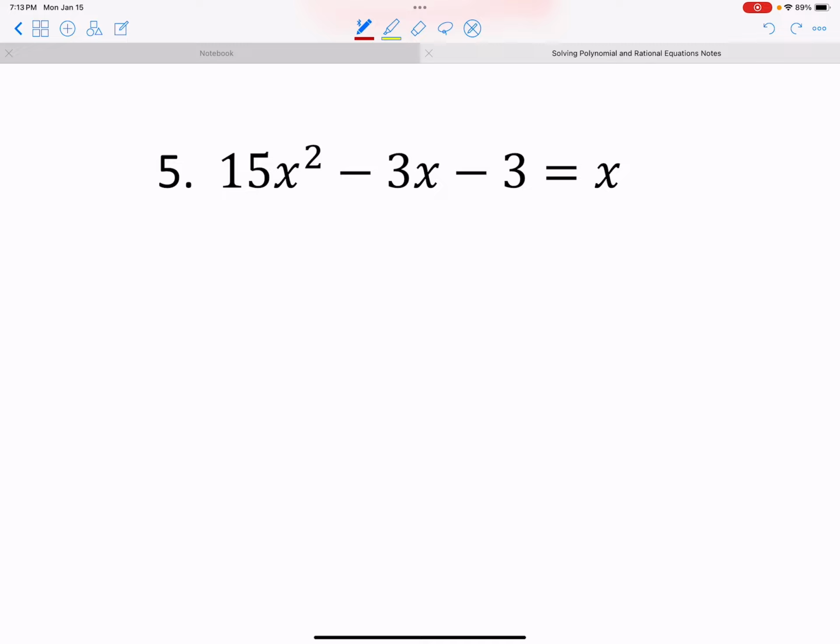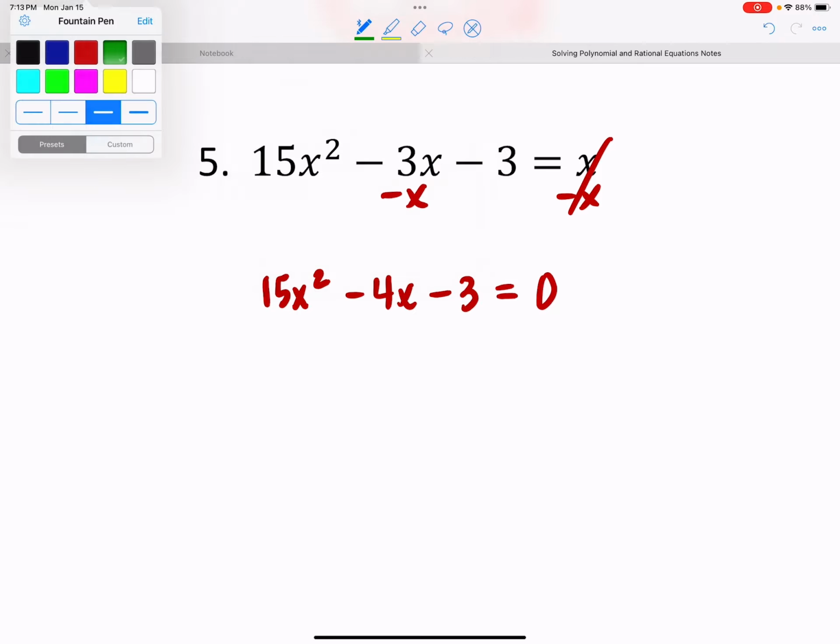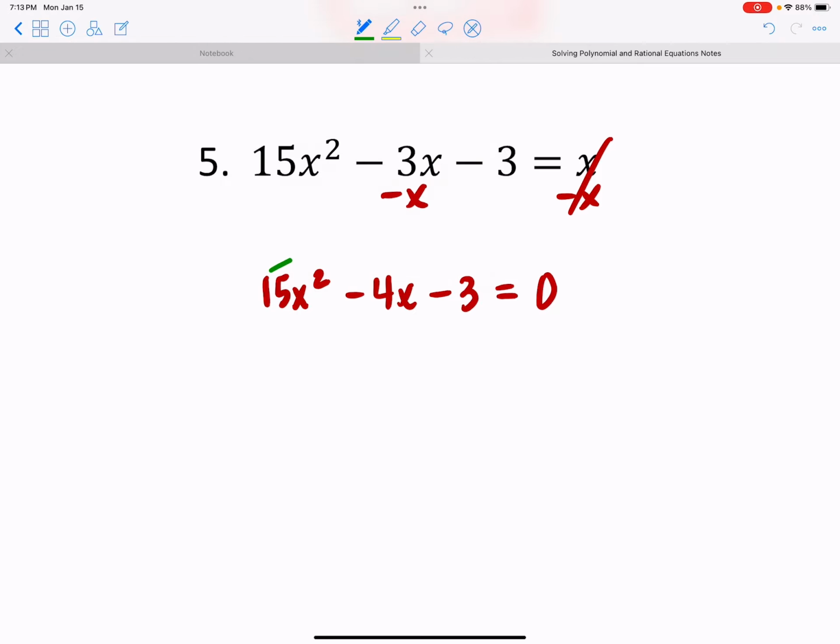So I'm going to put this in standard form, which means I need a 0 where this x is. I'm going to move it over by combining it with its like term. So that's going to leave me a 15x squared. Negative 3 and negative 1 makes negative 4x, and then I have another minus 3, but now equal to 0. And let me see if it factors before I go to the quadratic formula. I just don't like to use the formula if I don't have to.